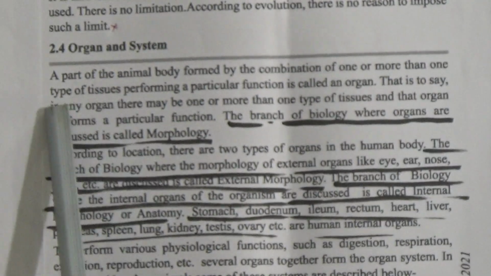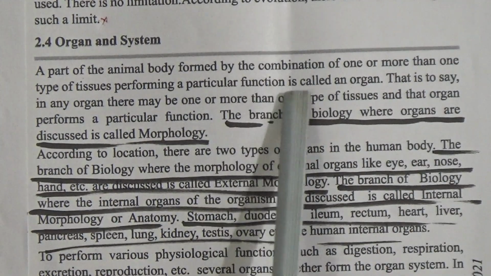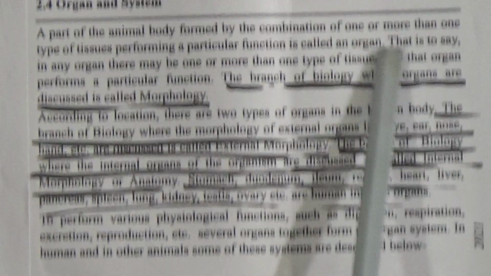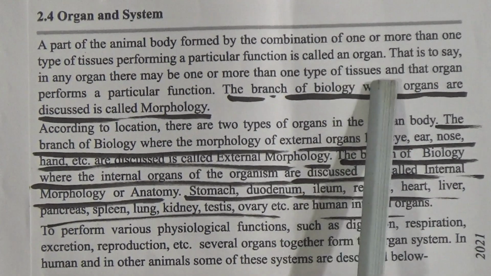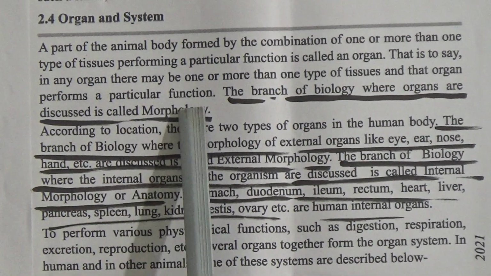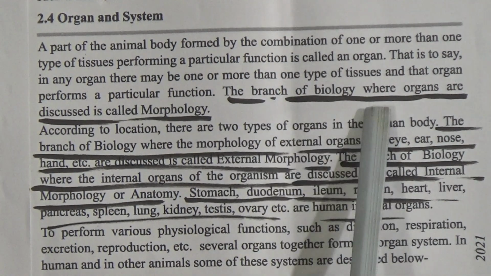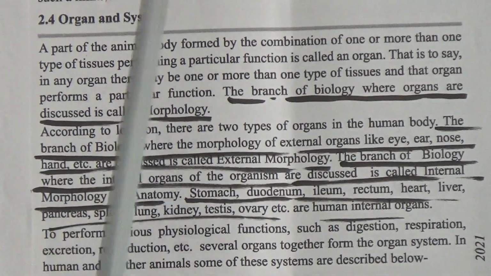Now, organ and system. The part of the animal body formed by the combination of one or more than one type of tissue performing a particular function is called an organ. That is to say, in any organ there may be one or more than one type of tissue, and that organ performs a particular function. The branch of biology where organs are discussed is called morphology.